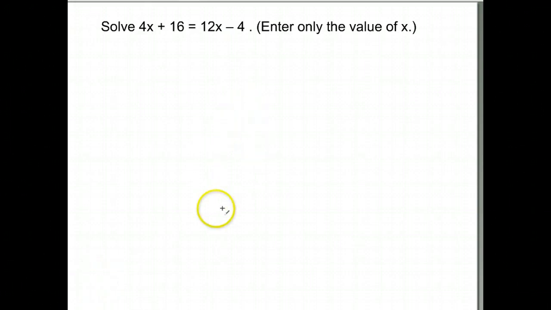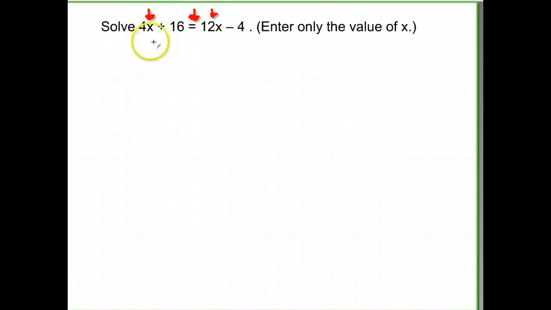All right, let's practice solving equations on this one. They want us to solve for x. We have 4x plus 16 equals 12x minus 4. So remember, kind of our midline here is our equal sign, and we want to keep it balanced on both sides. Our first job is to get all of the x's on the same side, and notice we have a 4x on the left of the equal sign and a 12x on the right.